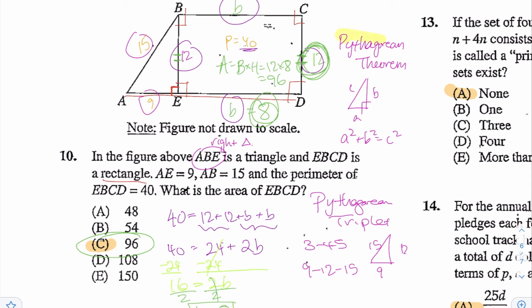Now for this question, you have to use the Pythagorean theorem. And we can use a shortcut, the triplet, specifically the 3, 4, 5 triplet, and a multiple, if you multiply everything by 3.